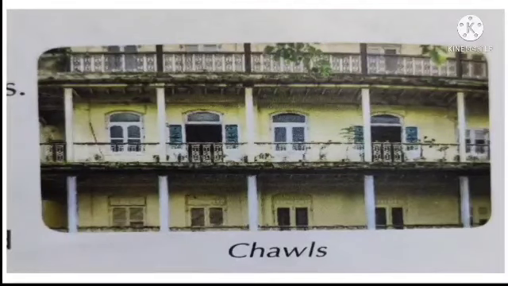Next are chawls. Some cities have low cost houses too. They are called chawls and they provide basic accommodation to people. Chawls are multi-storied buildings which are divided into several one room or two room living units. Chawls are mostly found in Maharashtra in India.